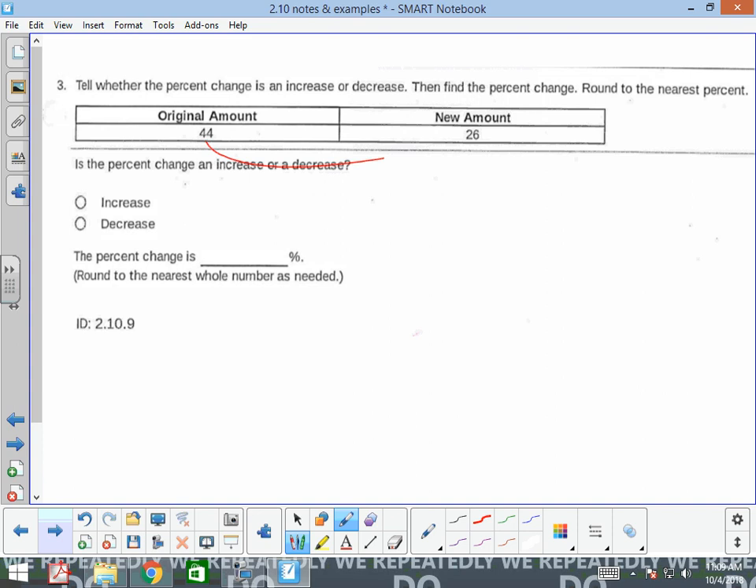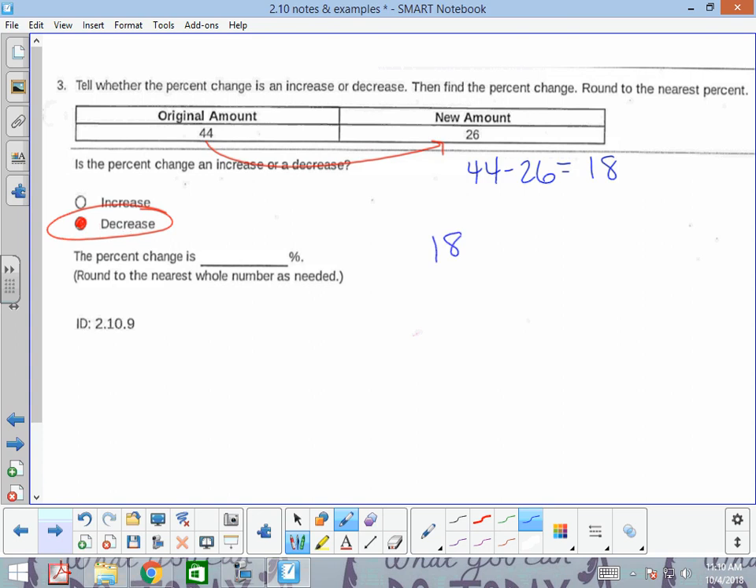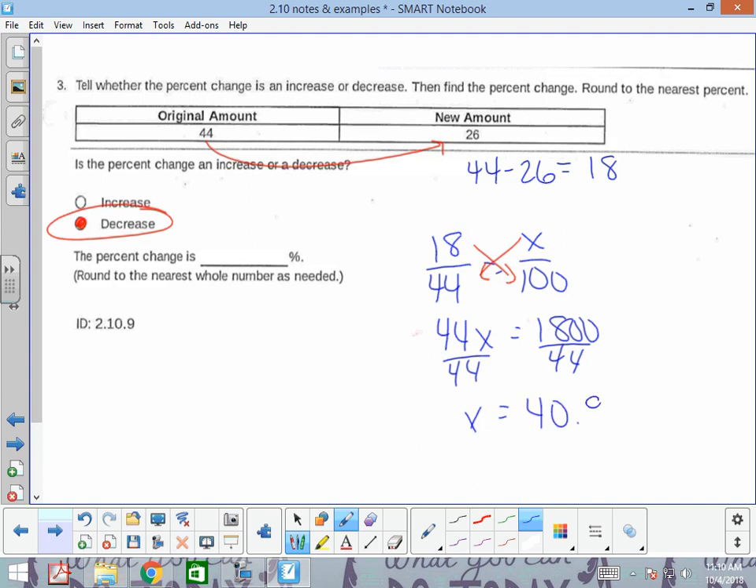From the original amount to the new amount, remember that's what you're looking at for increase or decrease. From the original to the new amount, it actually went down, so that's a decrease. Now, our formula, we're going to do the big number minus the small number. You can do that in your head. 18 over the original amount equals x over 100. Cross multiply, and we get 44x equals 1,800. Divide by 44. And again, we get this decimal. This one says round to the nearest percent. That also means round to the nearest whole number, so round to the ones place. You look at the number in the tens place. It is big enough to make that 0 go up by 1. So this is 41%.